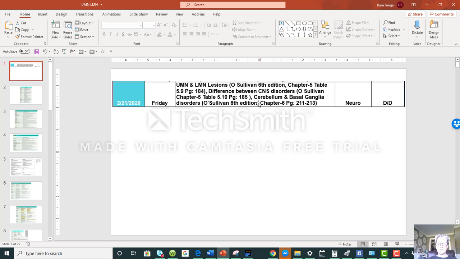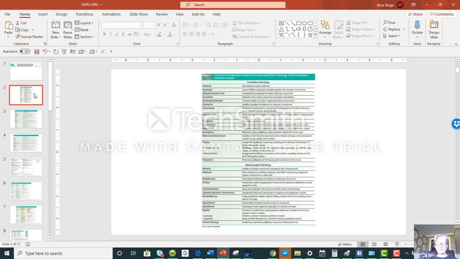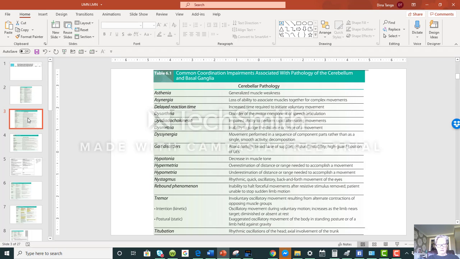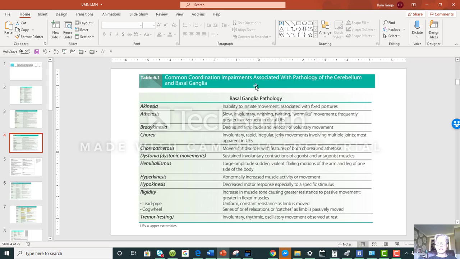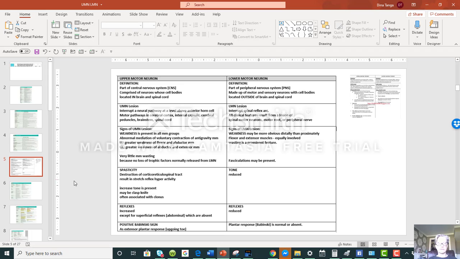So, that was the cerebellum and basal ganglia disorders readings from O'Sullivan. I have the 7th edition, so the page numbers are different in my book. I made a snip of the table and blew it up, so the cerebellar pathology is on one slide and the basal ganglia pathology is on another slide.